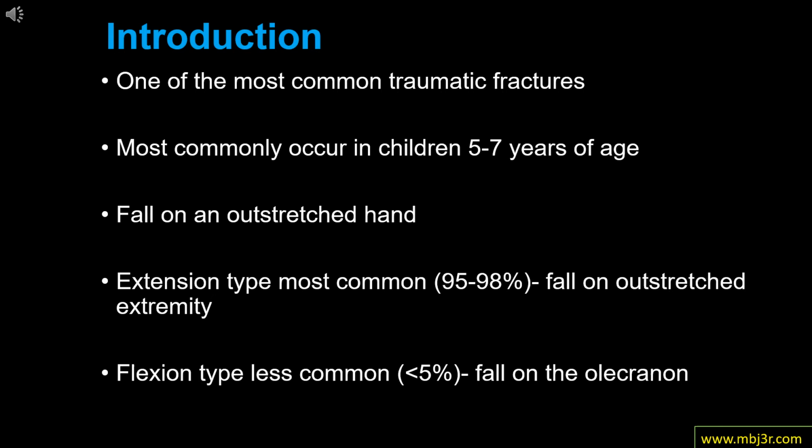There are two types, extension type and flexion type. Extension type constitutes almost 95% and flexion type less than 5%. Extension type is because of a fall on an outstretched hand. Flexion type is because of a fall directly on the olecranon.